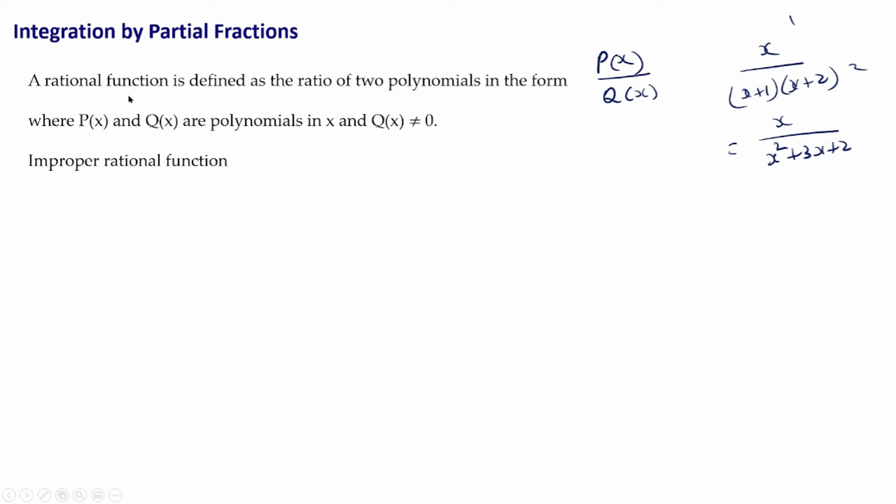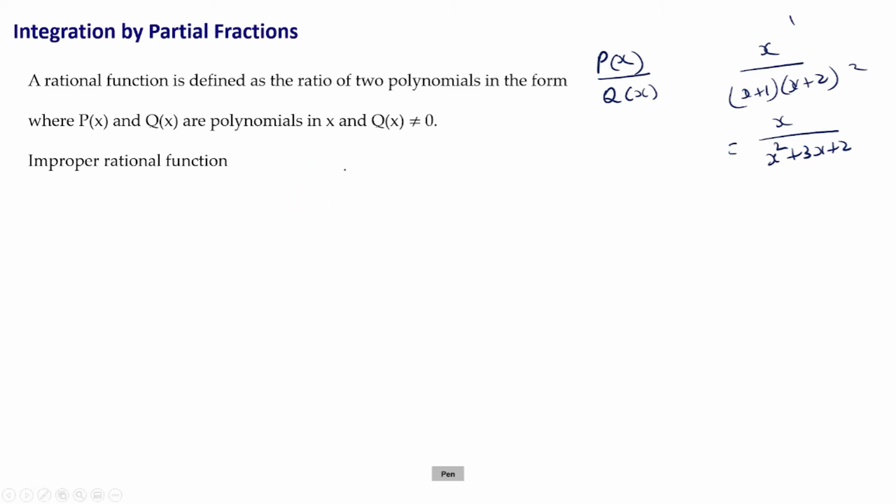If the rational function is an improper rational function, that is, if the degree of the numerator is more than the degree of the denominator, say for example, x cube upon x square plus 2. Here the degree of the numerator is 3 and the denominator is 2. In this case, we have to convert this improper rational function to a proper rational function and then proceed with integration by partial fractions. We have to perform long division to convert this.